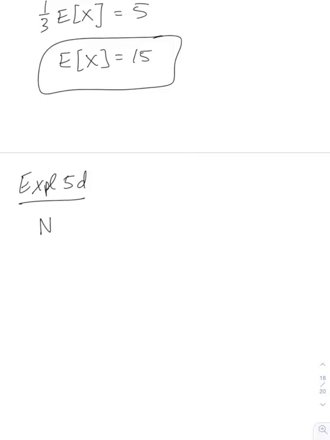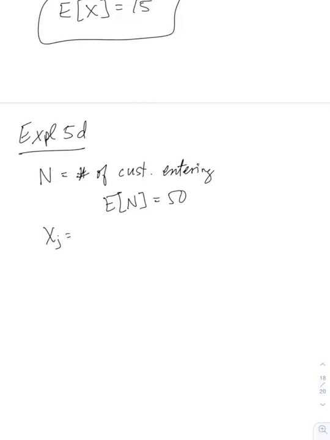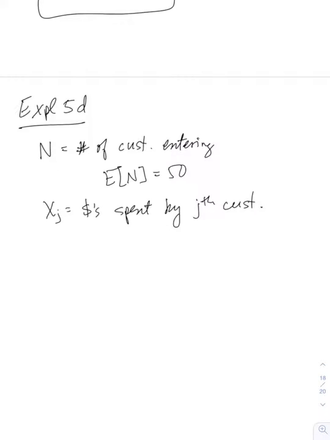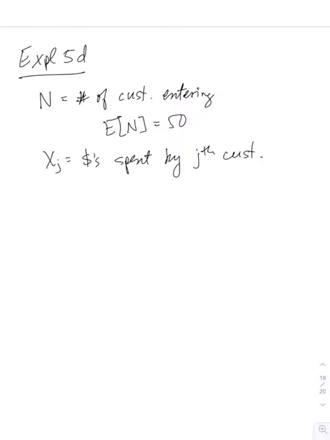So let me write down some of this here. N is the number of customers entering. We're told that the mean is 50. And then let's say Xj is the dollars spent by the jth customer. We're told that that has a mean of 8 for all j. And we're told that N and the dollars spent, this whole family of random variables, are independent.